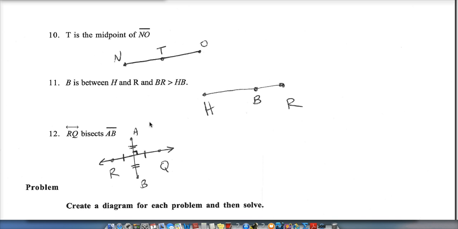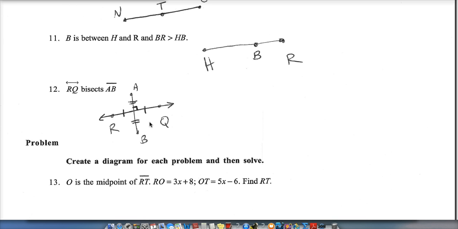In number 11, I saw a lot of this, basically not understanding that the length of segment BR should be greater than the length of segment HB. So segment BR should have been the longer segment, and segment HB should have been the shorter segment.